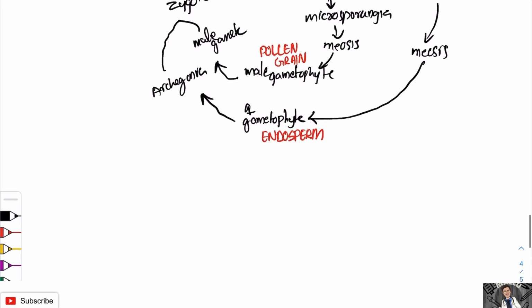So pollen grain, what do you understand by the term pollen grain? It's actually the male gametophyte, and it's somewhat schematically represented like this, and it bears two gametes, and these two gametes are known as the male gametes. All right.